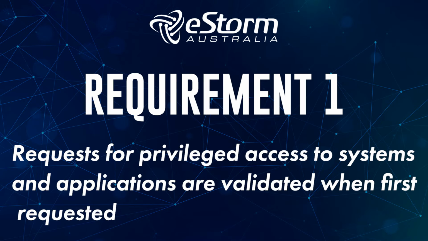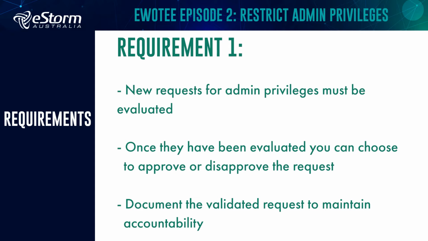Requirement 1. Requests for privileged access to systems and applications are validated when first requested. So you've determined and documented the privileges for your user accounts, but what happens when you get new users, or the scope of work for one of your current admin users changes? Anyone who requests certain privileges and has not been previously approved must be evaluated in order to align with this requirement. Do they need administrative privileges? And if so, which privileges do they need? Once this has been evaluated, you can then choose to give those privileges to them. Remember to document the validated request and add it to your inventory so you can keep track of the allowed privileges.